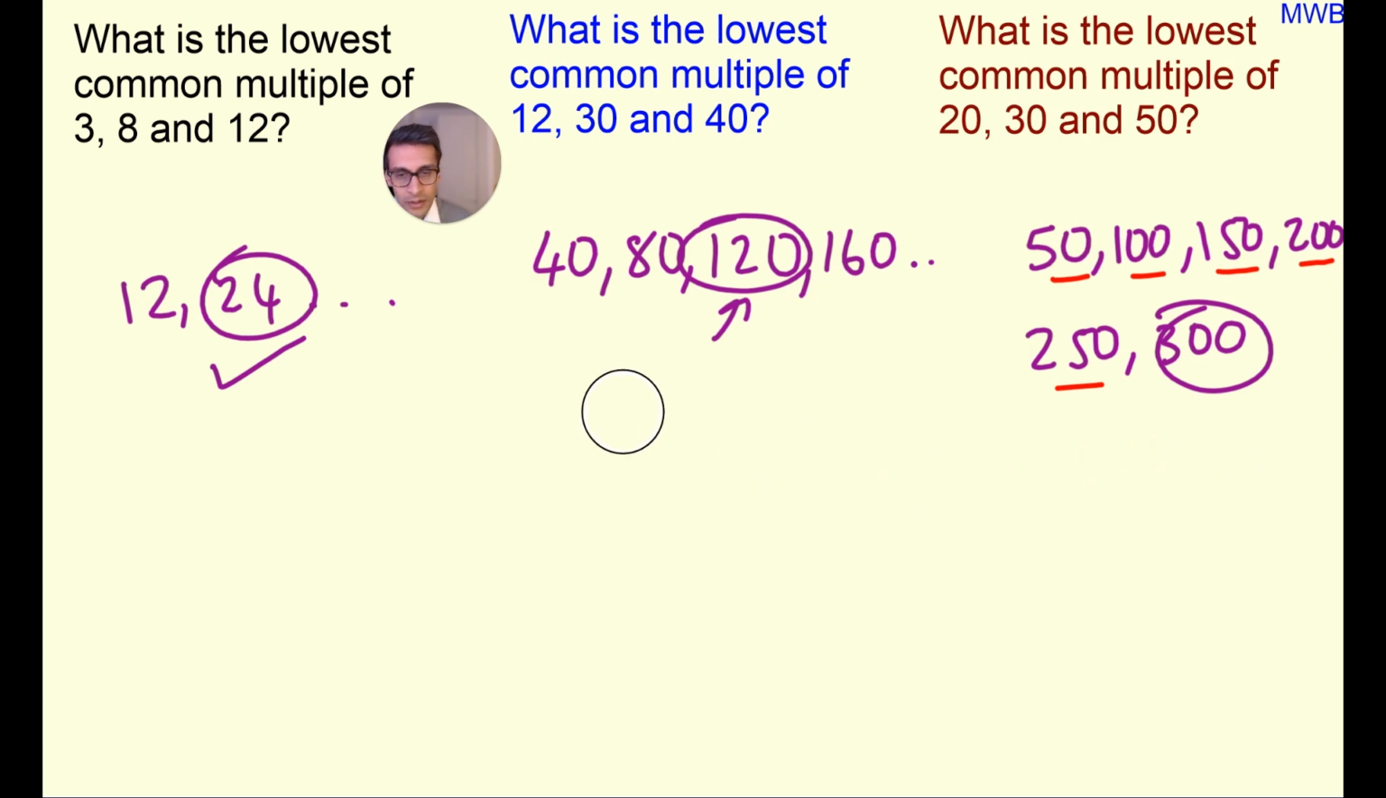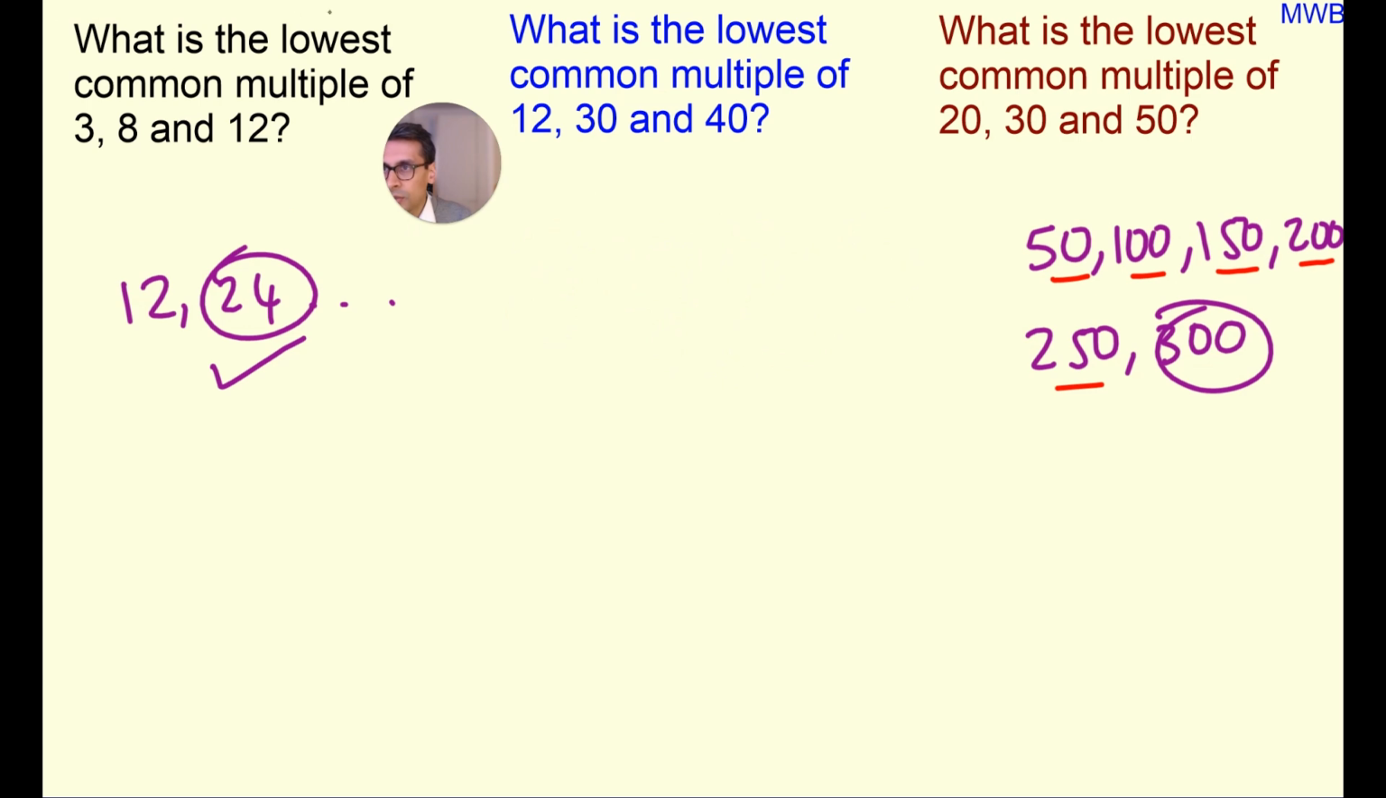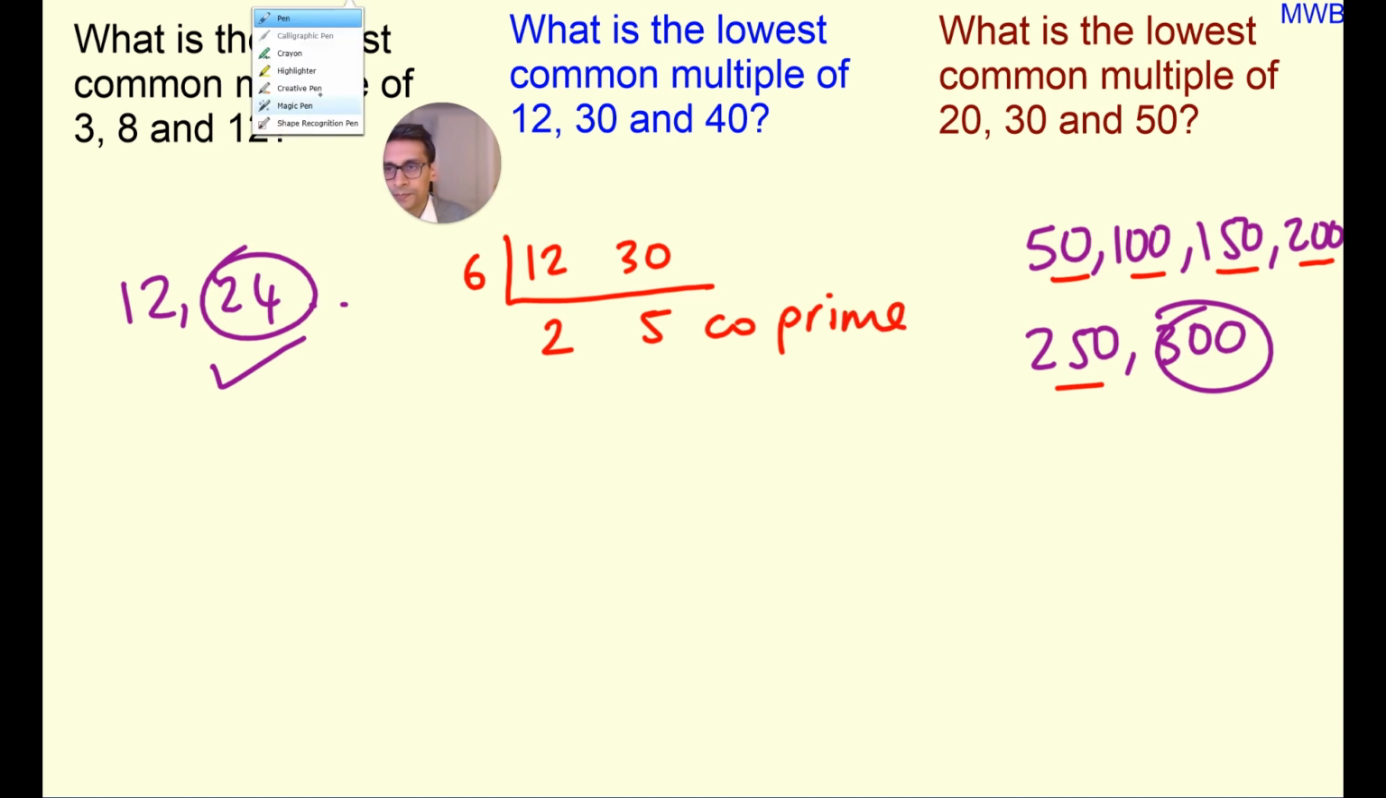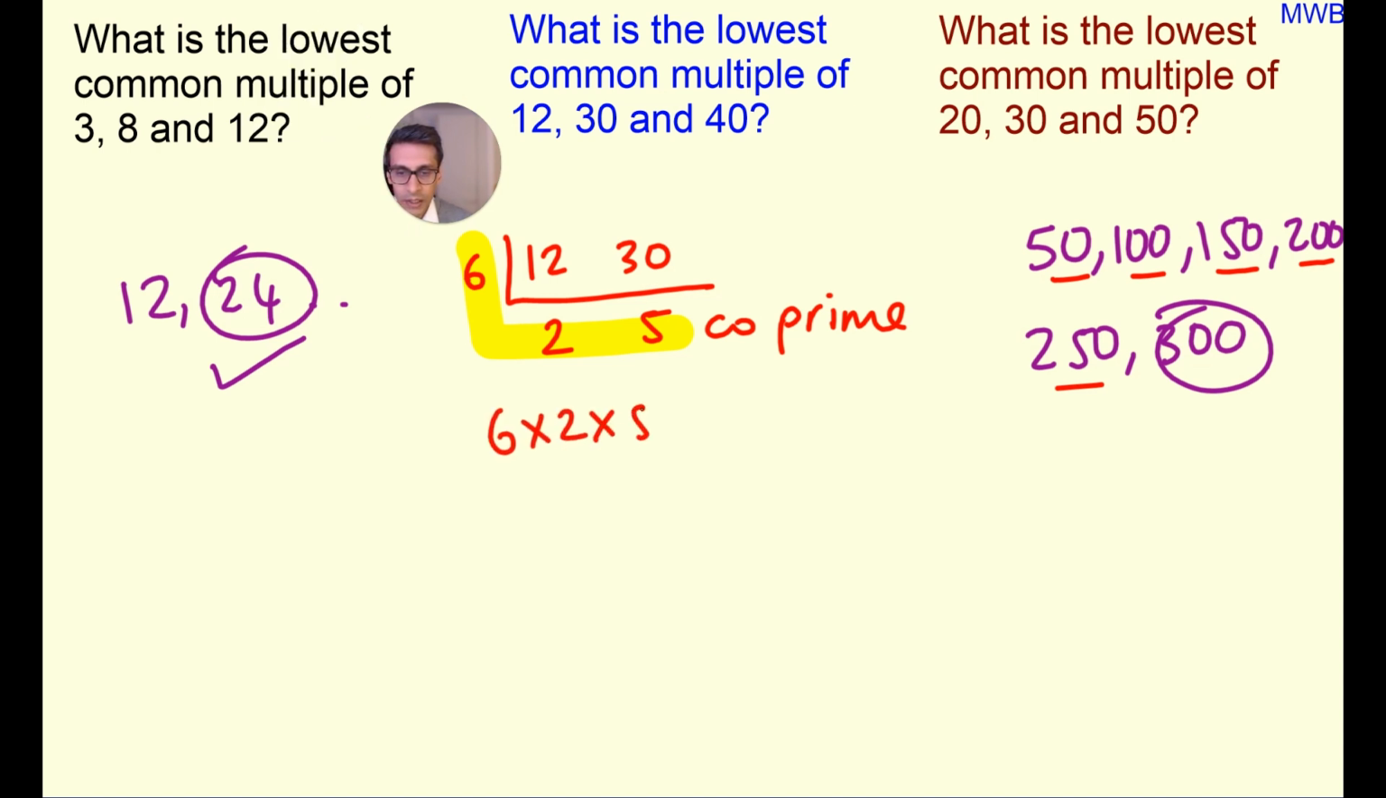If you want to use the other method, I'm just going to show you the second example here, using that method. We can do 12 and 30. We can divide both of them by 6 to get 2 and 5. These are coprime, so we stop here. So the lowest common multiple of 12 and 30 is 6 times 2 times 5, which is 6 times 10, which is 60.